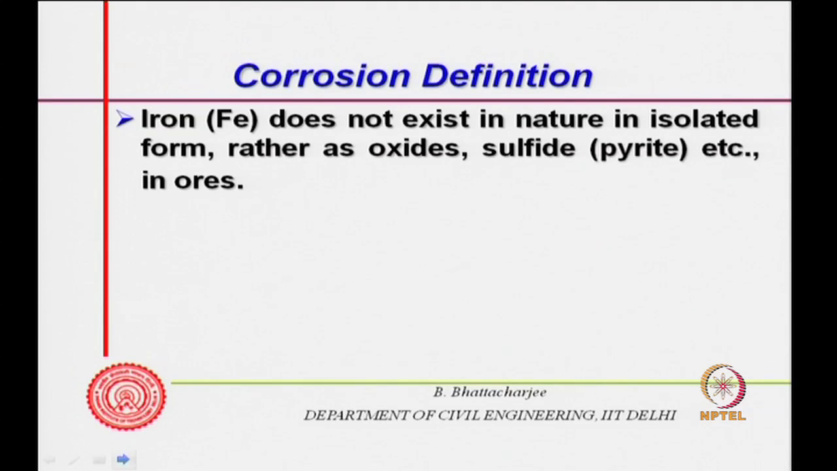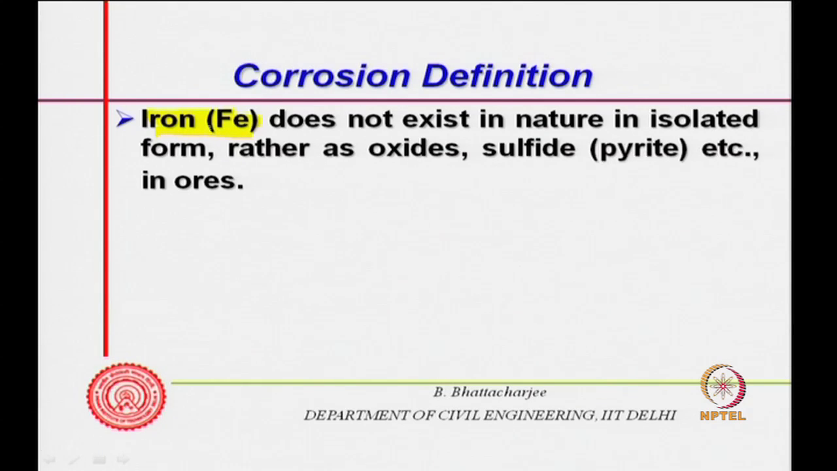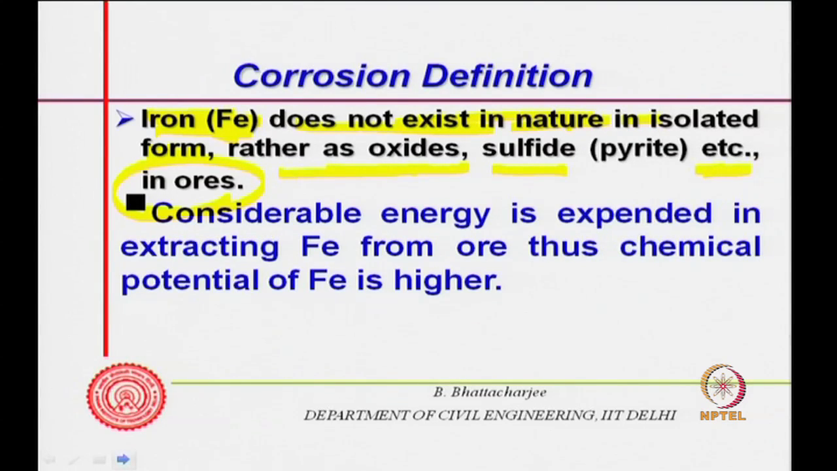First of all, we must understand iron. Like we talked of concrete the other day, Fe does not exist in nature in isolated form. Rather, it exists as oxide, sulphide, etcetera, in ores. We mine it and extract it. So the minerals in which iron is contained exist as oxides, sulphides, etcetera. Therefore, iron is not a natural material. Now, how do I get iron out of it? I expend considerable energy in extracting Fe from ore.